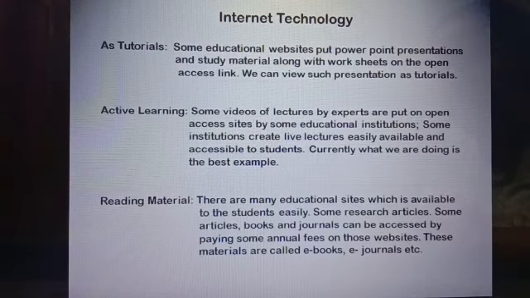Okay, so let us begin. How can we utilize this application or technology in our study? First of all, when we are starting with any new thing, we need to learn it. That thing we call tutorials.